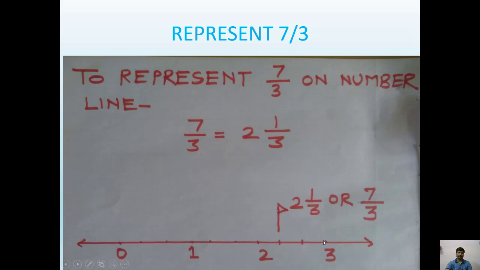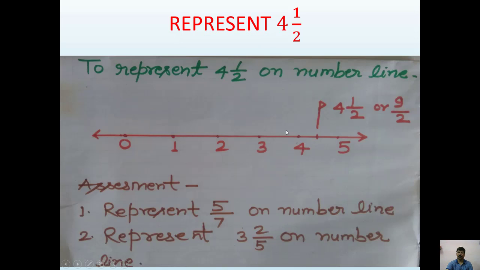In another way, you can understand it like this. In this case, each whole is divided into 3 equal parts. So the first whole before it also has 3 equal parts, and this one also has 3 equal parts. So total small parts from here to here: 1, 2, 3, 4, 5, 6 and 7. It means these are the 7 parts. You can also understand it by this method.